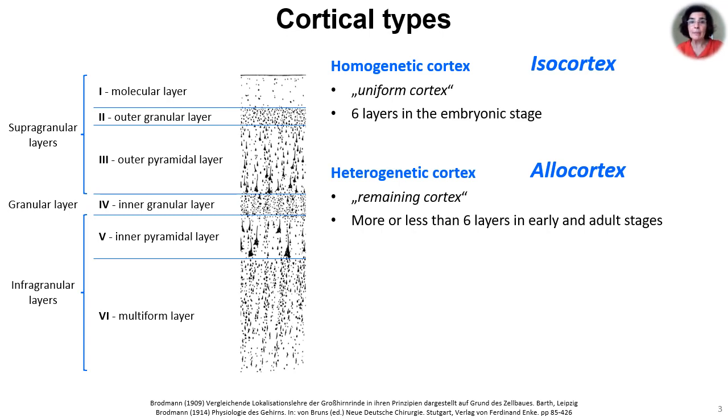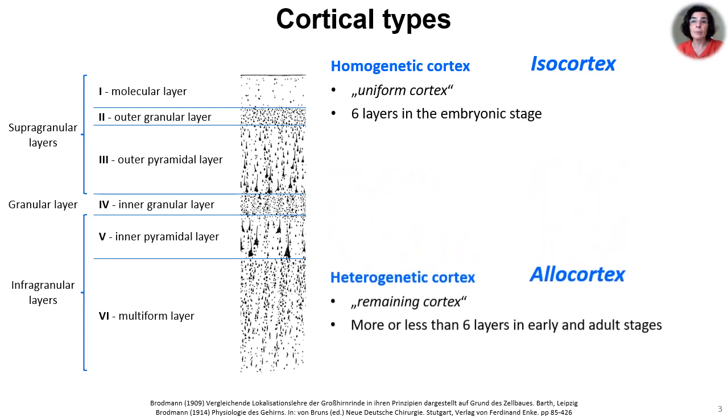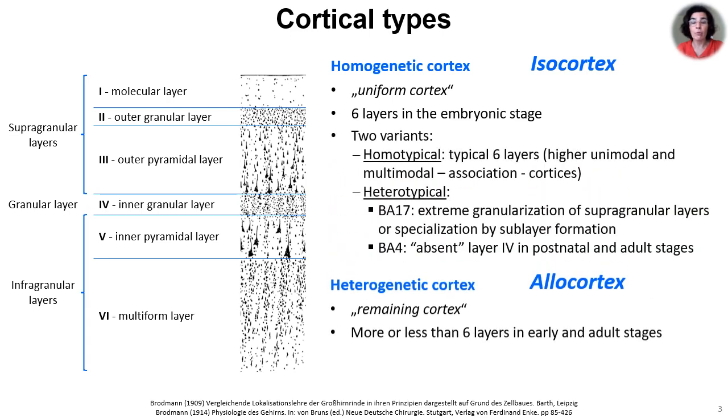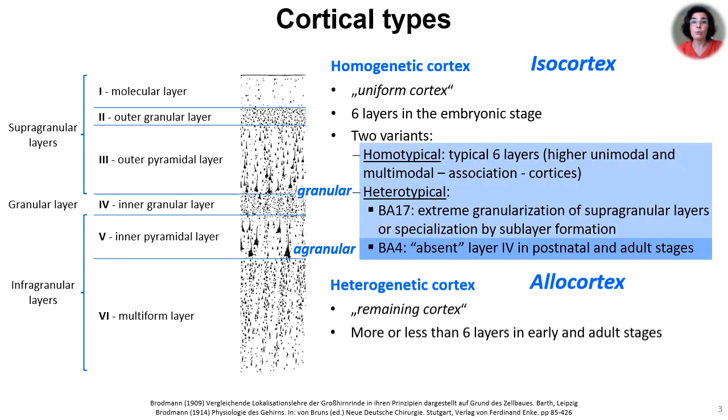I mentioned sublamination earlier on, and in the primary visual cortex we have an extreme case of sublamination in layer 4. In the primary motor cortex we find the opposite situation, where layers 3 and 5 become so prominent in adult stages that they completely disperse layer 4 granular cells in the adult brain. And this isocortical variant constitutes the agranular cortex.